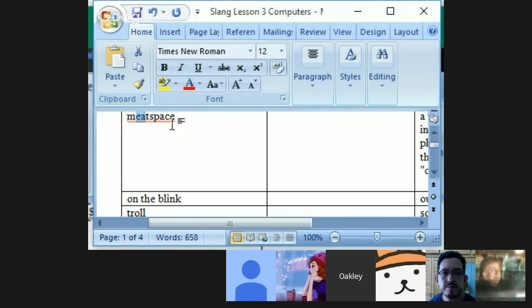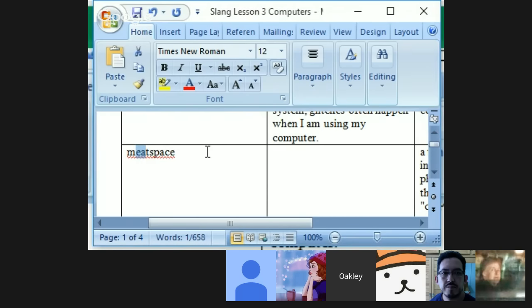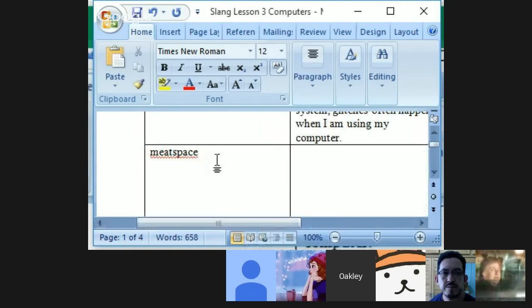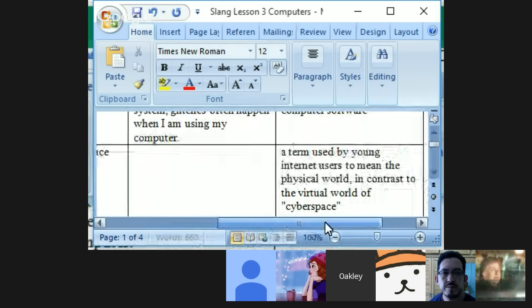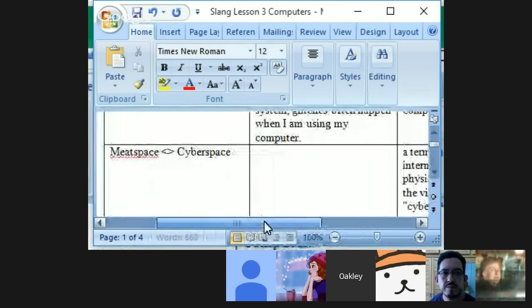What is meat space? Well, I think it's the real world. Ah, yes, the real world. As opposed to what? We're talking about the cyber space. Excellent. The contrast. Yes, the contrast. Perfect. Exactly what I was talking about. In contrast to cyberspace. That's it exactly.